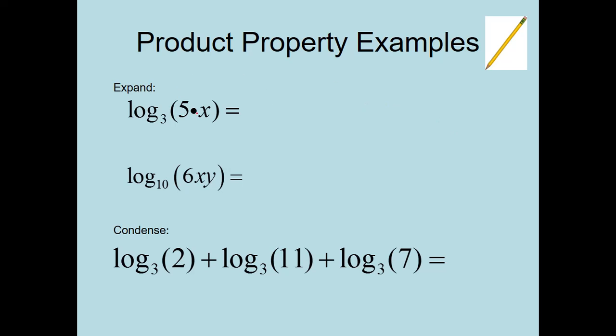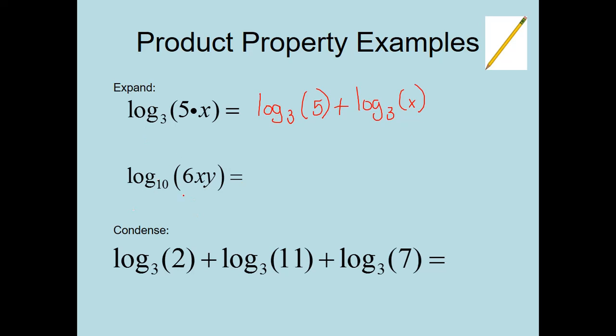So multiplication becomes addition. So what I'm going to get from this problem is log base 3 of 5 plus log base 3 of x. So all I did is expanded it. I made it so if there's a multiplication, I put a plus with another log on it. And it's still just log base 3.